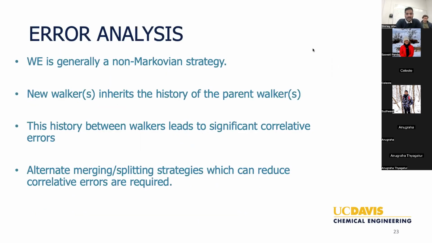Error analysis is another part where there is scope for improvement with respect to WE. WE is a non-Markovian strategy. Markovian strategies or Markov models are those models which are history blind, which do not depend upon historical information about a particular trajectory. But WE is a non-Markovian strategy, which means that WE actually cares about what happened to that system in the previous run or in the history.